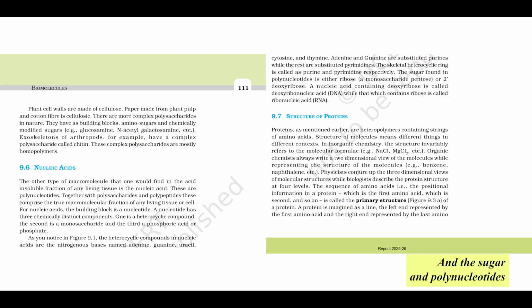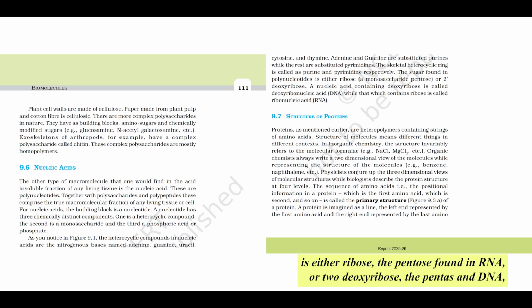Yep. And the sugar in polynucleotides is either ribose, the pentose found in RNA, or 2-deoxyribose, the pentose in DNA, which lacks an oxygen atom at the 2' carbon position. Ribose in RNA, deoxyribose in DNA. Correct. So naturally, a nucleic acid containing deoxyribose is called deoxyribonucleic acid, DNA. And one containing ribose is ribonucleic acid, RNA. And their primary function, the reason they're so central to life? Genetic material, carrying information. Exactly. They function as the genetic material, carrying hereditary information from generation to generation and directing the synthesis of all the proteins a cell needs to function.